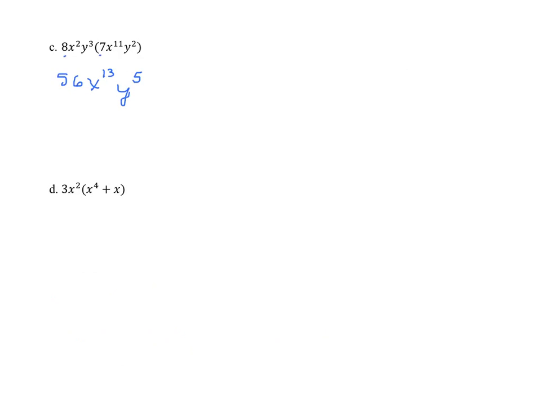Now this next one requires you to use the distributive property. So what I'm going to do is multiply 3x squared through by both of those terms. So it looks like this: 3x squared times x to the fourth plus 3x squared times x. And then we individually multiply those things right here and right here. So it'll be 3x to the sixth plus 3x to the third. Done.